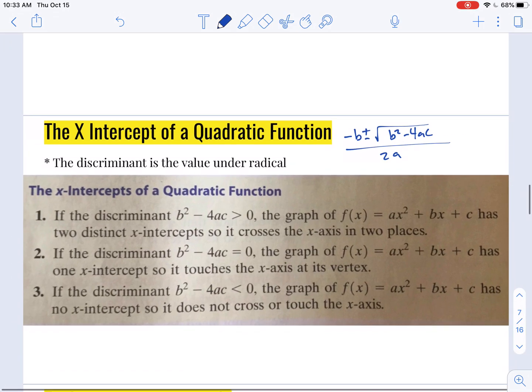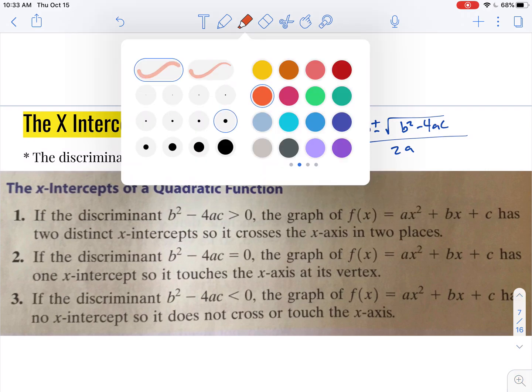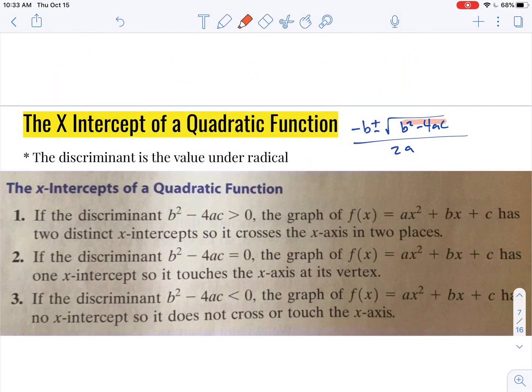And then we have some rules for the x-intercepts of a quadratic function, and that covers the discriminant. And the discriminant is this value under the radical. So we call the b squared minus 4ac the discriminant. If the discriminant b squared minus 4ac is greater than 0, the graph of f of x is equal to ax squared plus bx plus c has two distinct x-intercepts.